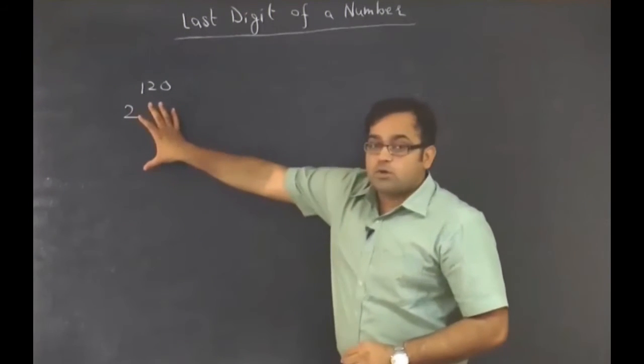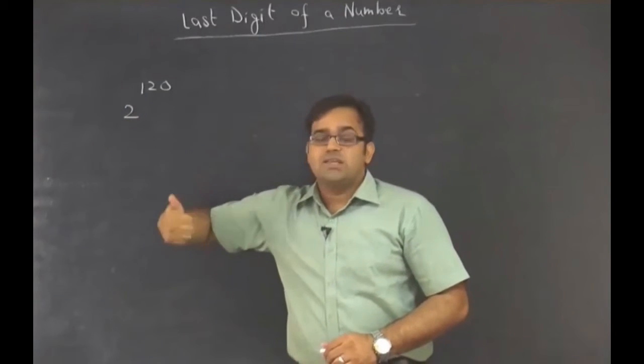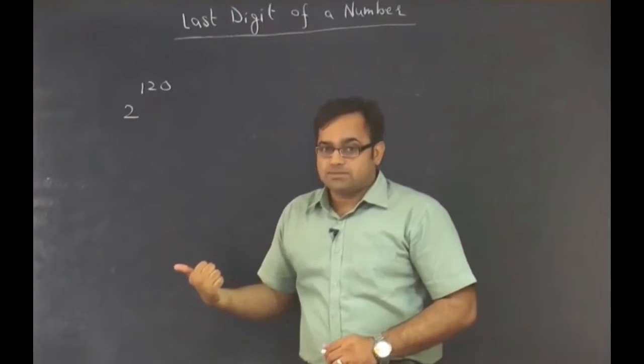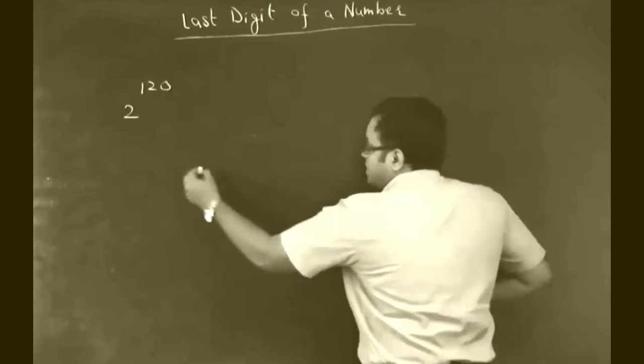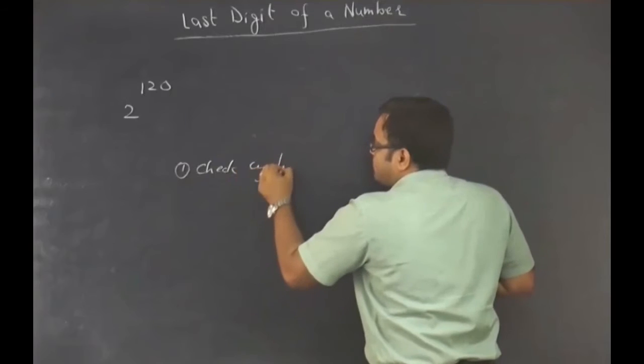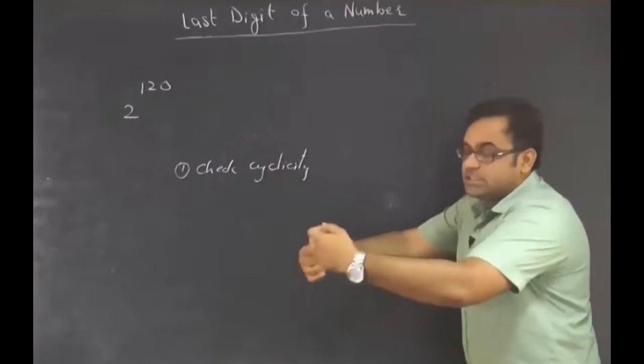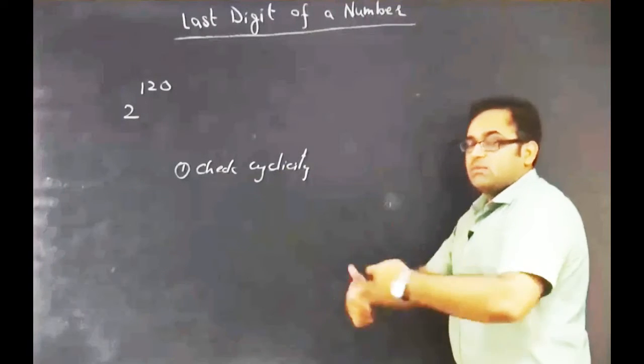Whatever power is given to us, the first step is to check the cyclicity of the last digit of the base. So step 1: check cyclicity. What is cyclicity? Cyclicity is the set of digits which repeat, after which the same numbers start coming again.